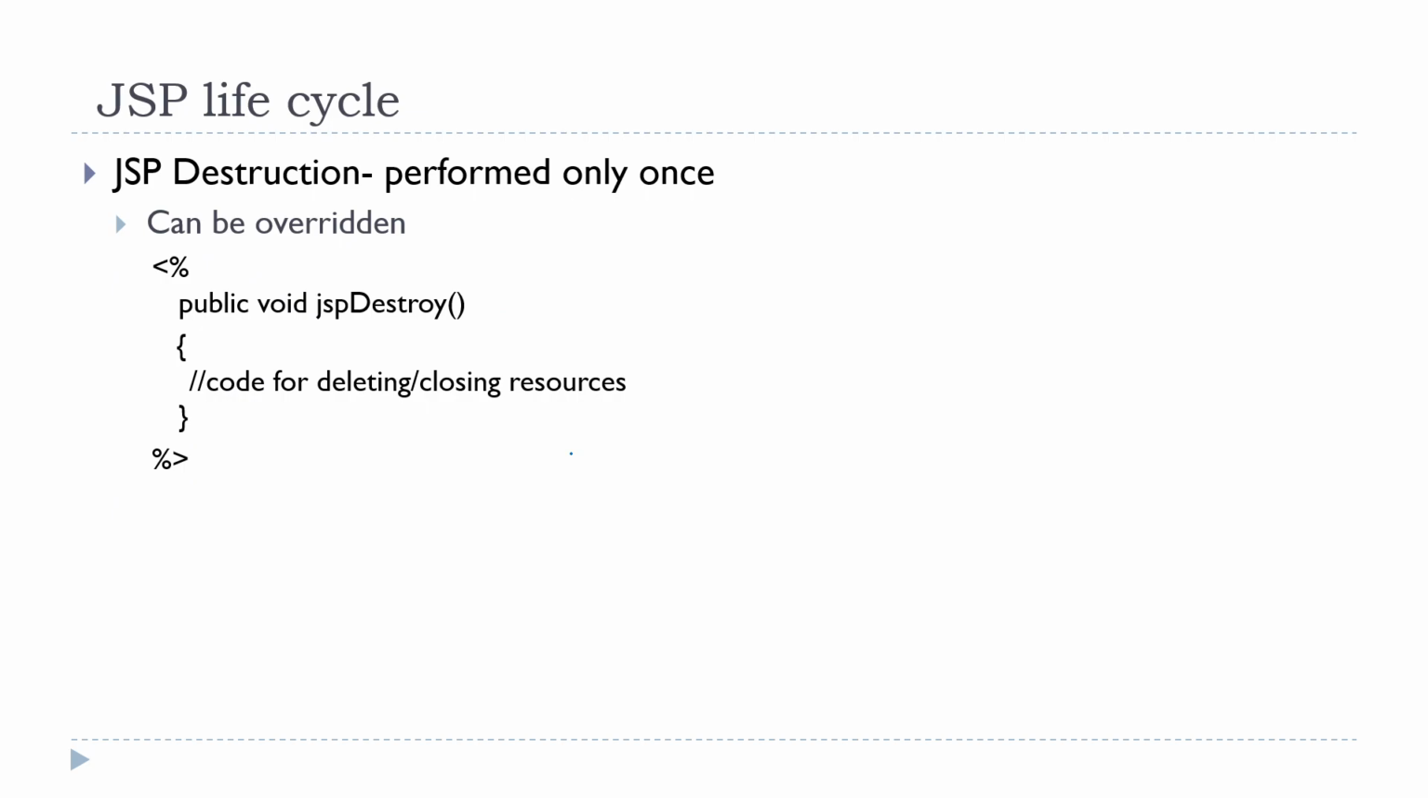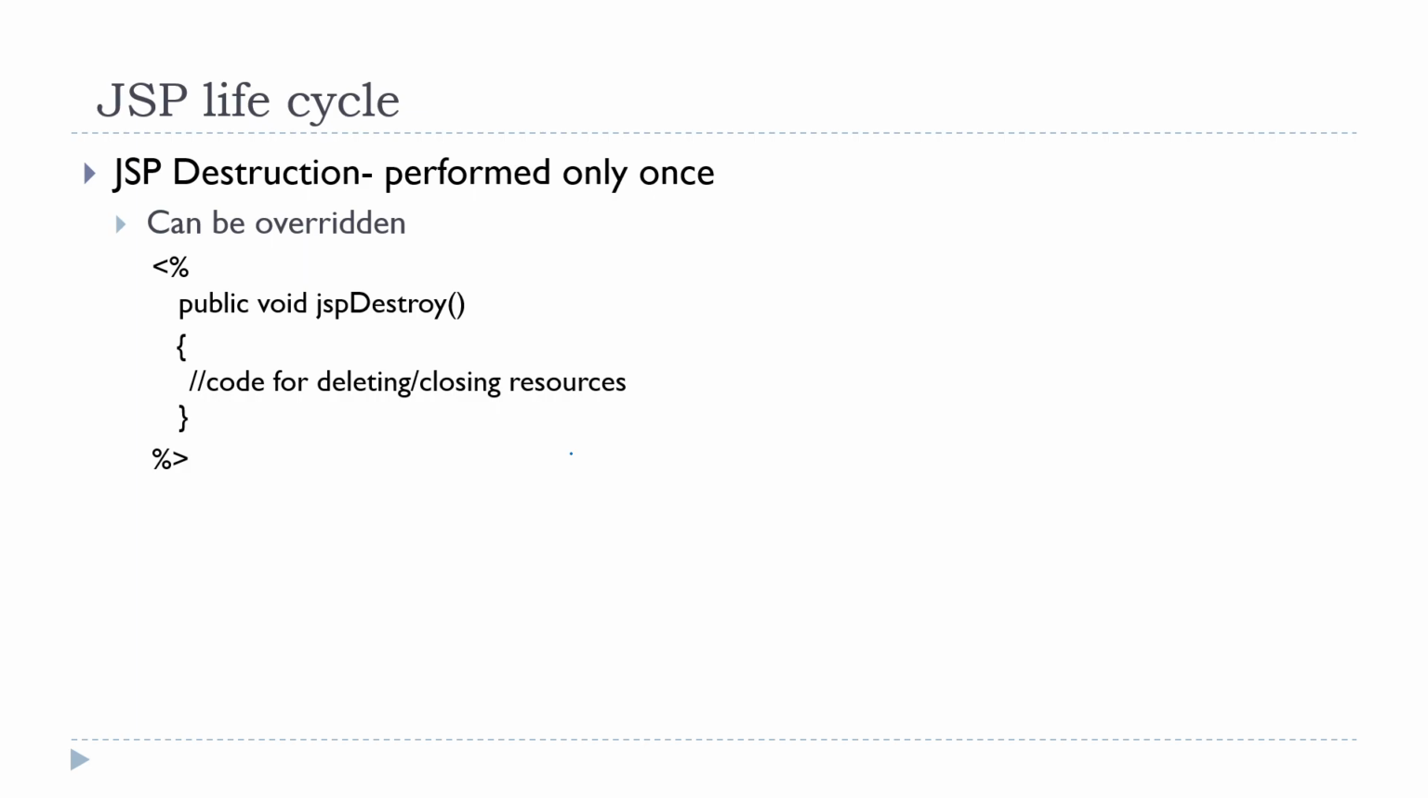Next is the JSP destruction or the destroy method. This destroy method is called only once, that is when our web application is unloaded. In that case, the JSP destroy method will be called and it will contain the code for deleting or closing all the resources that were being occupied by the JSP file.